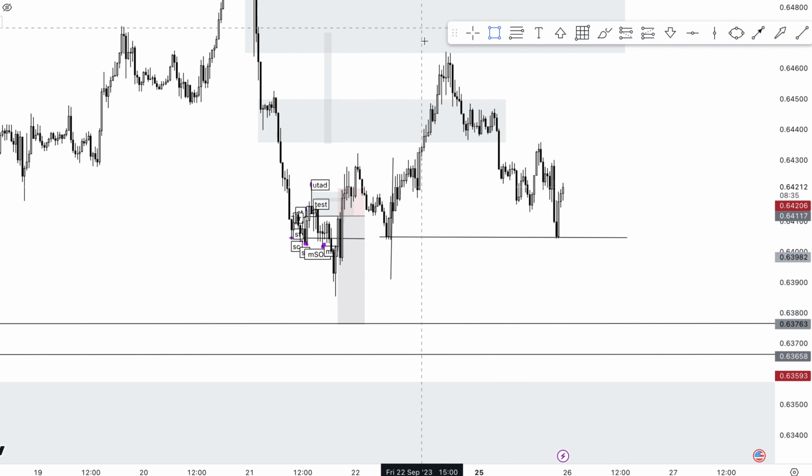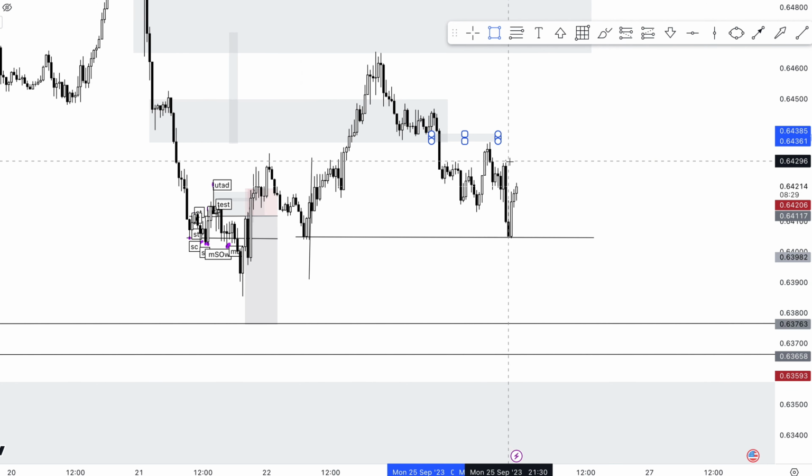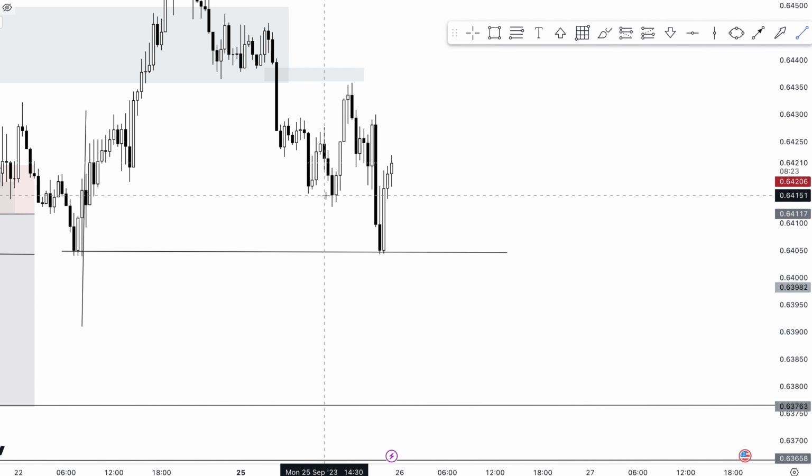We already filled that supply up there and we broke structure. We had some supply filled there. And we have an order block. If you can look, we actually have an order block that just broke this structure right there.